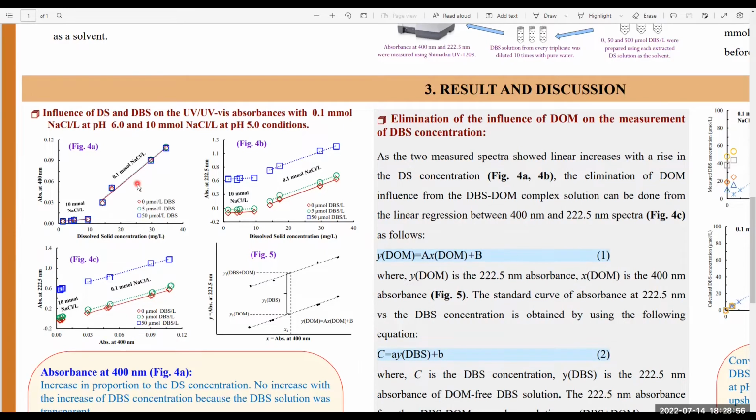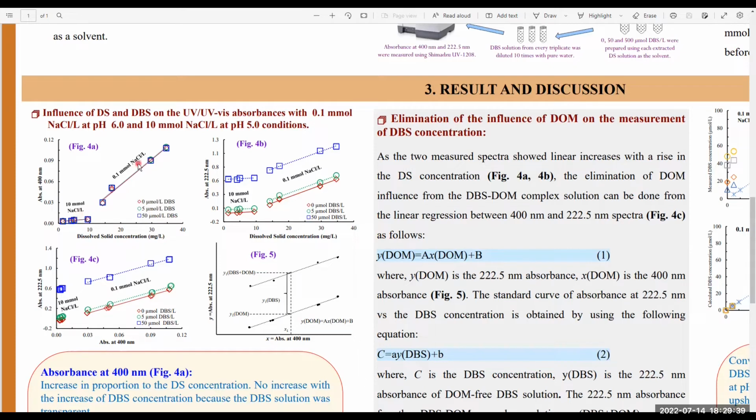First of all, we'll discuss about the dissolved solid concentration in relation to the UV and UV visible absorbances. In figure 4a, we see in the x-axis dissolved solid concentration with milligram per liter unit, and in the y-axis, this is UV visible absorbance at 400 nanometer. So this longer line is for the 0.1 millimole per liter sodium chloride condition, and this is smaller for the 10 millimole per liter sodium chloride conditions. And there are three concentration of DBS: 0, 5, and 50 micromole per liter.